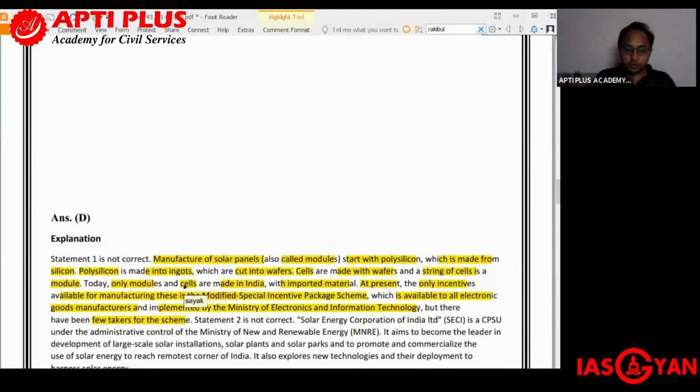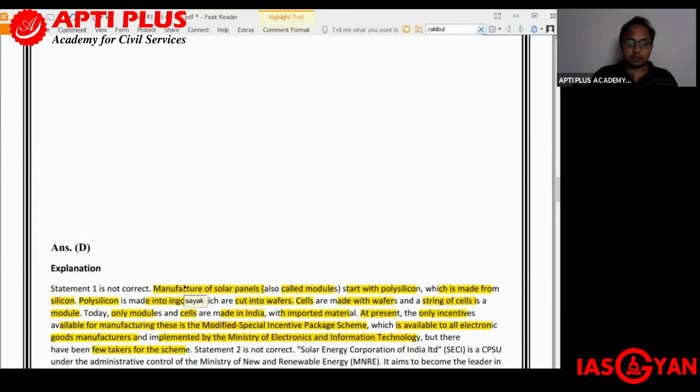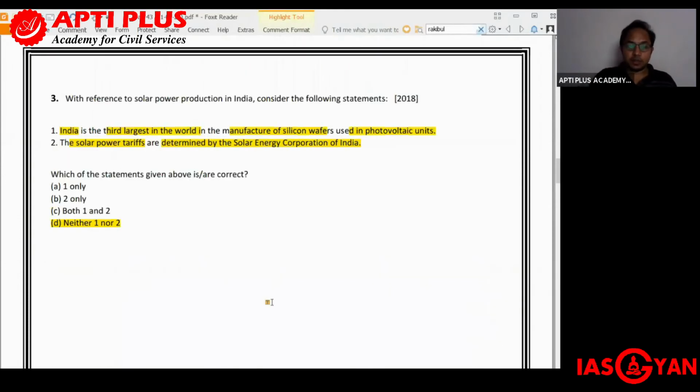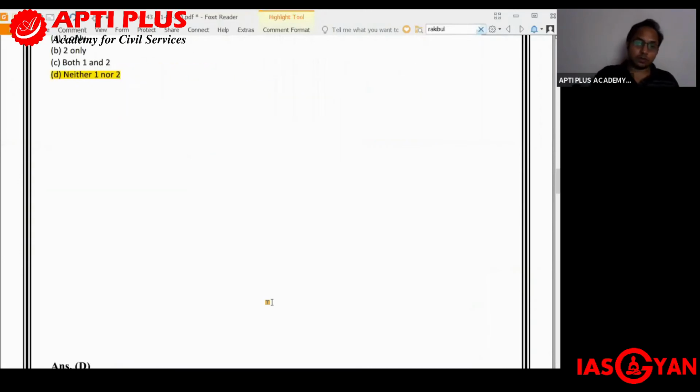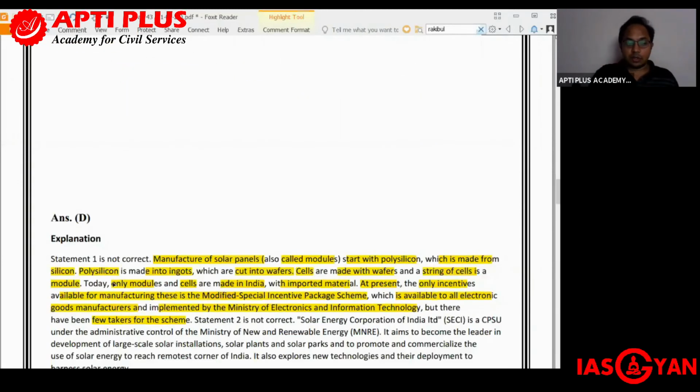Now, today we only get to see modules and cells made in India. So only the cells are made in India, not wafers like what the first statement was saying. India being the third largest country in the world in the manufacture of silicon wafers used in photovoltaic cells is incorrect, because only modules and cells are made in India, and that too with imported material. At present, the only incentive available for manufacturing these is the Modified Special Incentive Package Scheme, which is available to all electronic goods manufacturers, and it is implemented by the Ministry of Electronics and Information Technology. But we get to see that it has not been very popular, right?